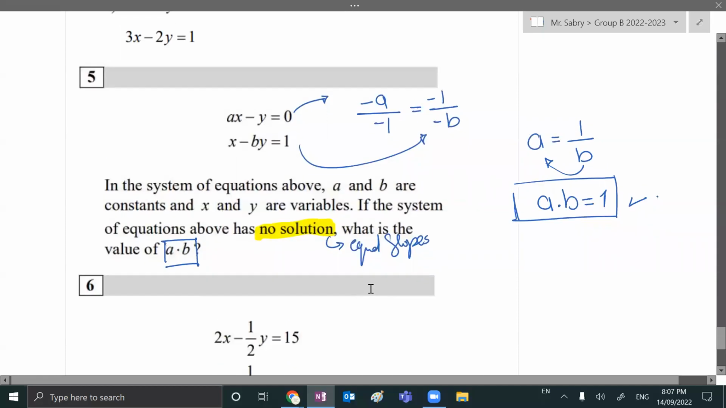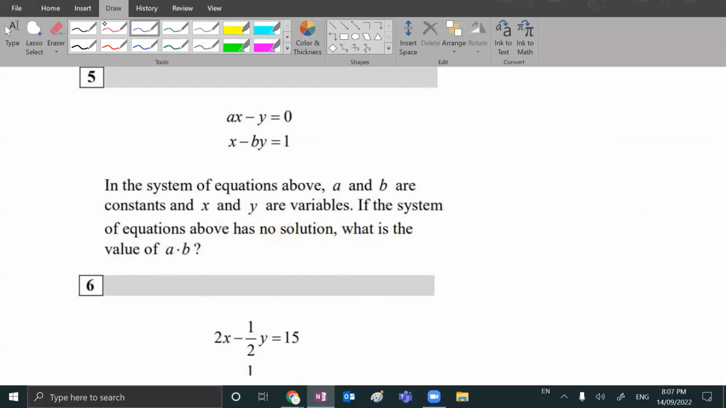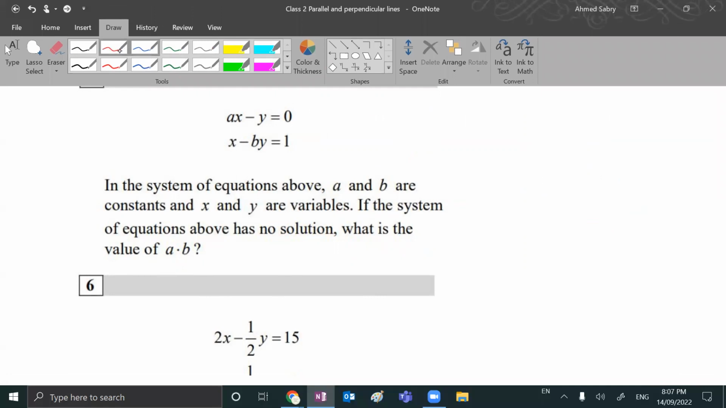Is this one clear? Can you make it again? Yes, of course. I'll get the slope of each line separately. Why did I think about that? Because they said there's no solution. So once they said there's no solution, that means that the slopes are equal.